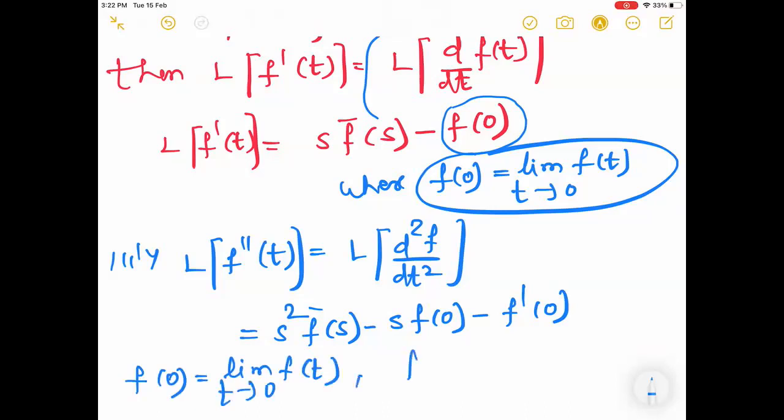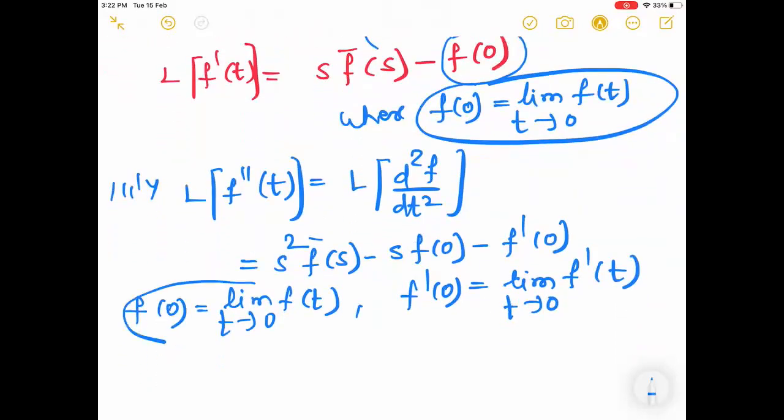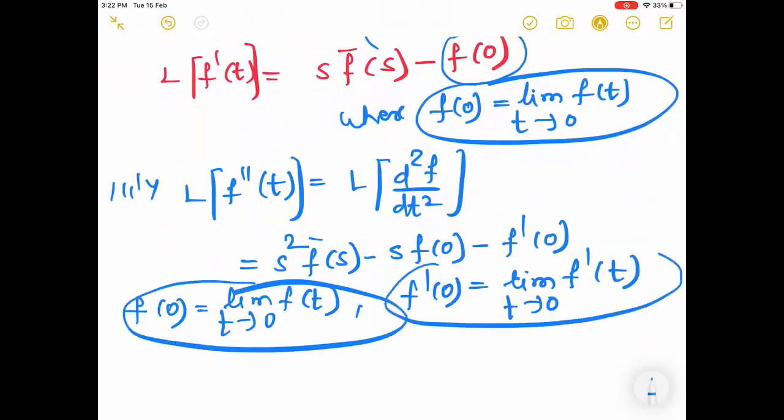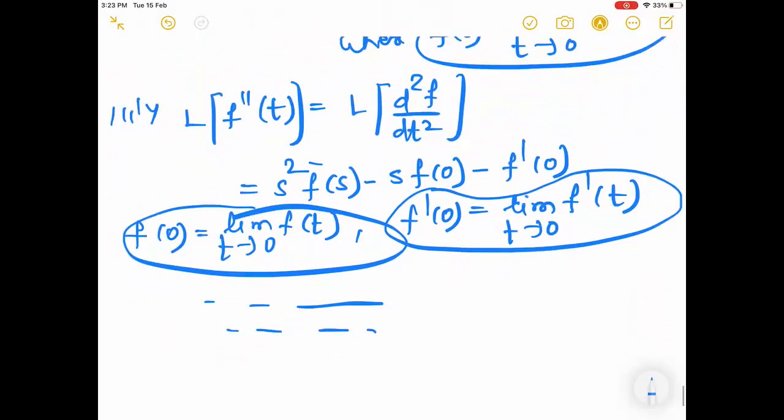And f dash 0 is also the value of f dash t at t equal to 0. Okay, this should be understood. And this will be given to you in the example so that you can find out the answer. And therefore, likewise, you can continue for third, fourth, fifth, etc. derivative.